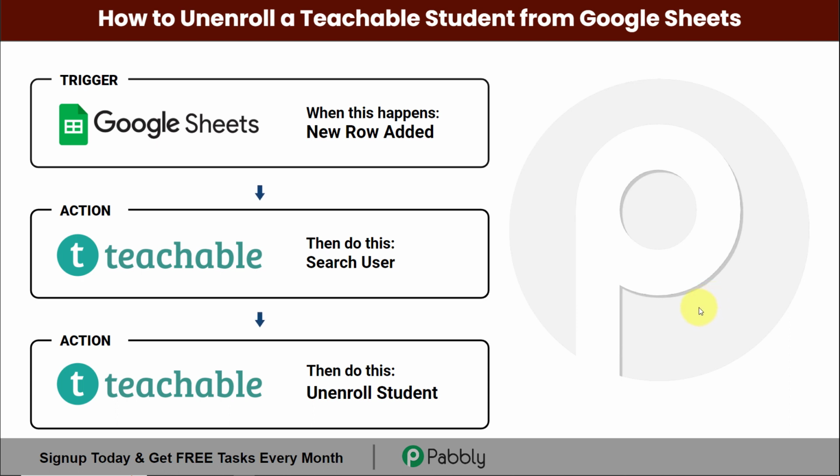In this video, we are going to understand how to unenroll a Teachable student from Google Sheets. So let's say that we have got the details of our student and the course they have applied for in our Google Sheet, and now every time the status is changed to completed or unenroll, then automatically first the user should be searched in Teachable and then it should be unenrolled from Teachable from that particular course.